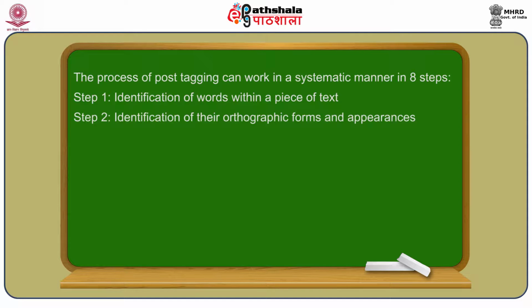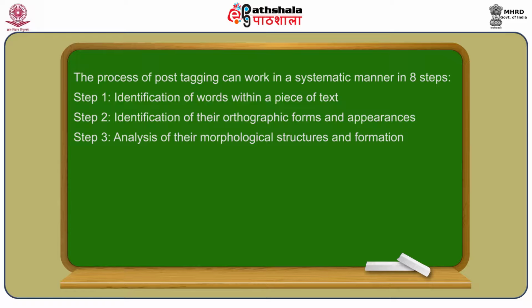Second is identification of their orthographic forms and appearances. Once the machine identifies the word, it has to identify the different orthographic forms and representations or appearances in the text. Third, analysis of their morphological structures and formation.